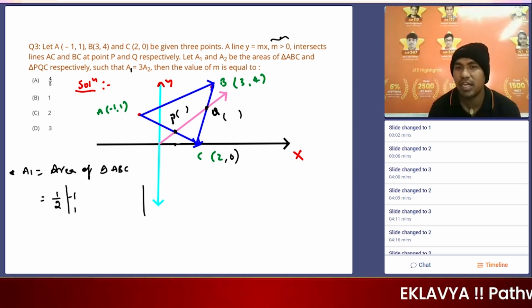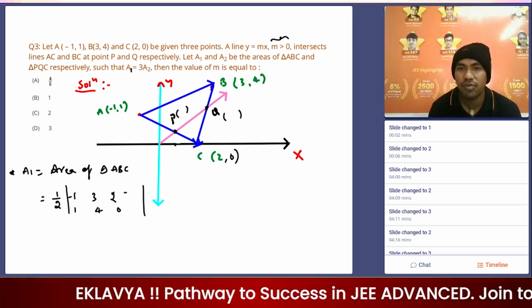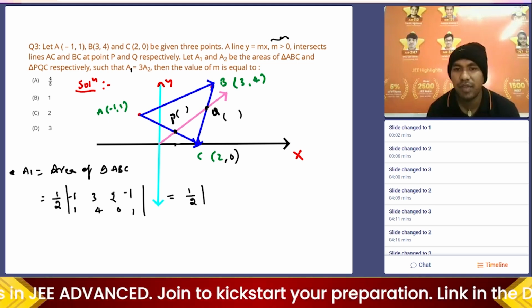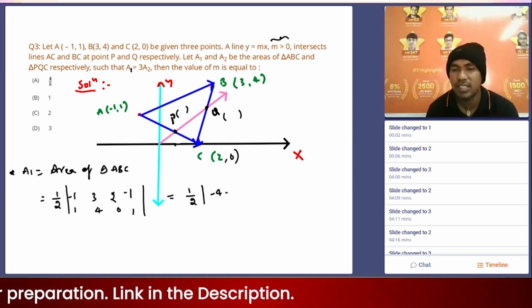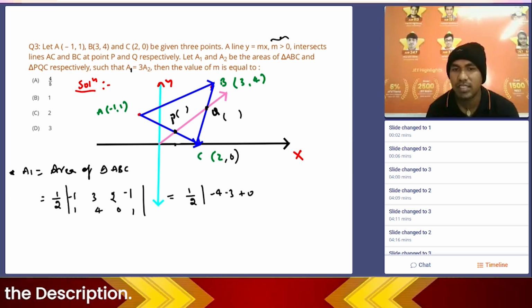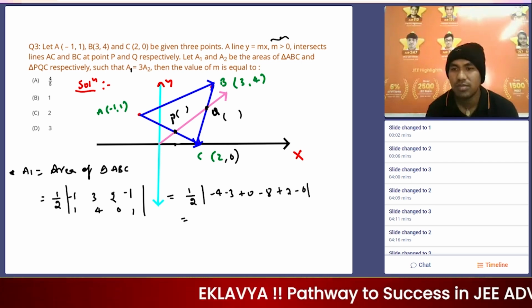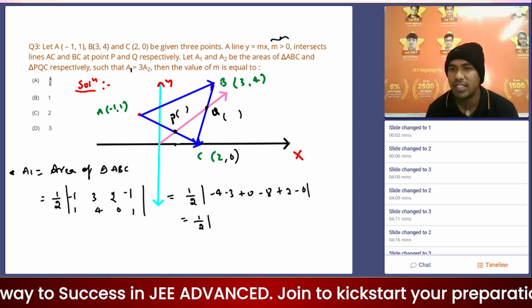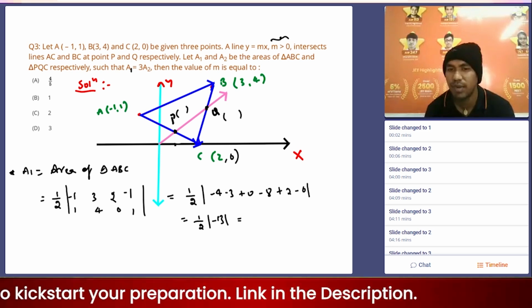Using the shoelace method, I am writing: minus 1, 1, and 3, 4, 2, 0, minus 1, 1. If I simplify this, it is 1 by 2 times of minus 4 and minus 3, minus 4 minus 3, plus 0, minus 8, and plus 2, and minus 0. This value will become 1 by 2 times of minus 7, minus 8, minus 15, minus 15 plus 2, that will be minus 13.